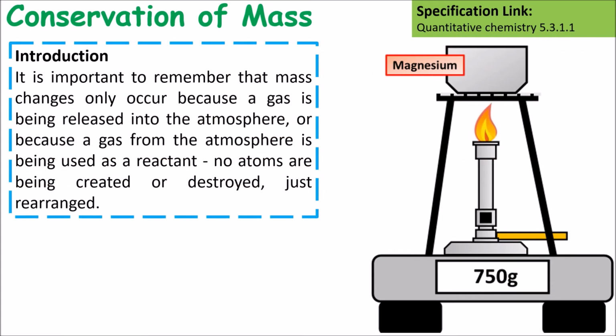It's important to remember that mass changes only occur because a gas is being released into the atmosphere when we heat something up quite often. Right? Things aren't being made or destroyed. Or a gas is binding to the magnesium, for instance, from the atmosphere.